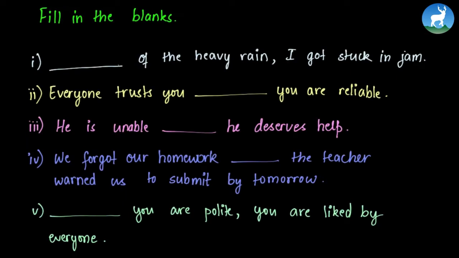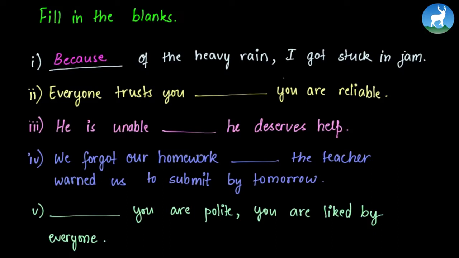Dash of heavy rain, I got stuck in jam. Now you need to keep a connective here so that the meaning of the sentence is clear. This sentence requires a reasoning connective because the sentence is trying to say that a person got stuck in jam because of the heavy rain. So here we can use because as the reasoning connective. Because of the heavy rain, I got stuck in jam.